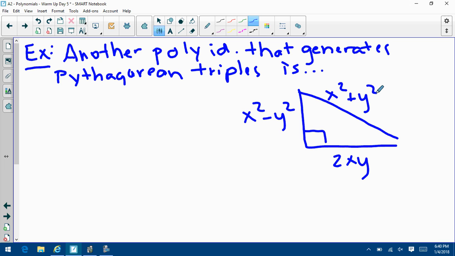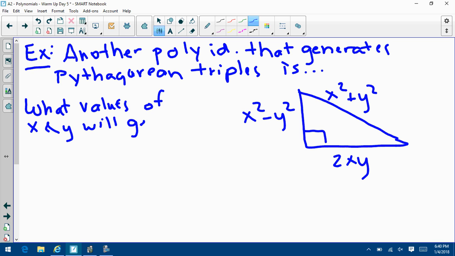I think on the homework they ask you to verify that. So you'll have to do a squared plus b squared equals c squared with those values and show that it's true, like we did in the last one. But for this question, I want to know what values of x and y will generate the triple 9, 40, 41.